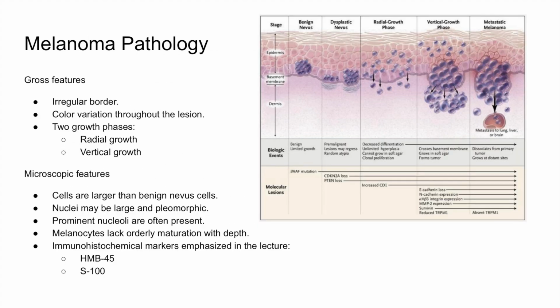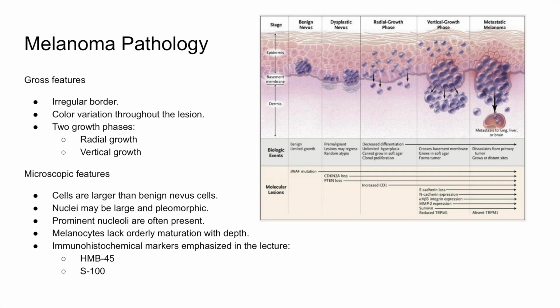All right, so grossly melanoma commonly displays an irregular border and uneven pigmentation. Histologically, growth is often described in two phases. During radial growth, malignant melanocytes spread horizontally through the epidermis and superficial skin. Vertical growth develops when the cells invade downward and form an expanding dermal tumor, increasing access to lymphatic and vascular channels.